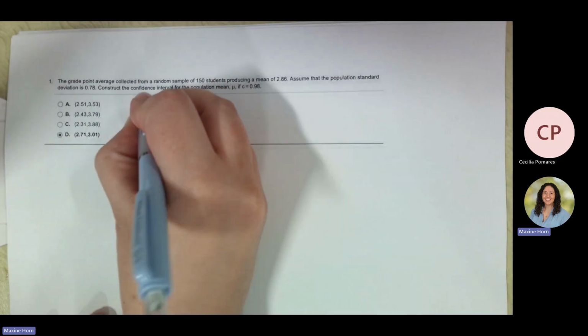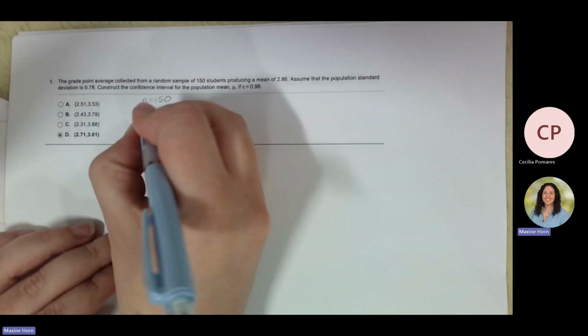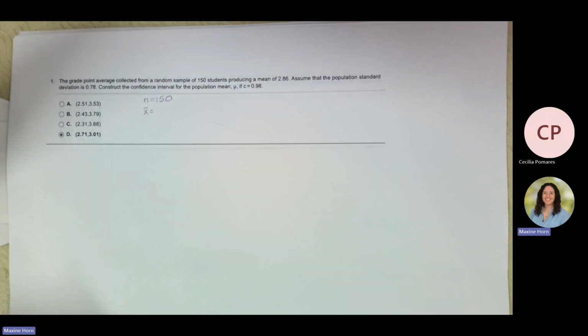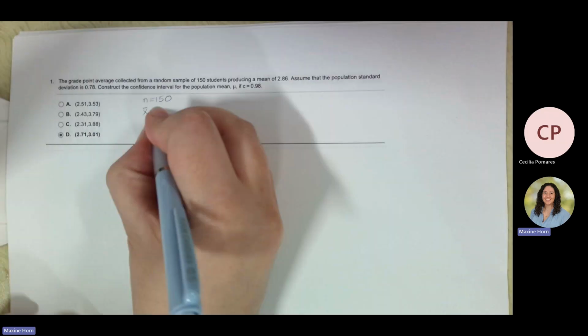So, all right, for this first one, remember, as you read through the questions, you want to start labeling things as they're given to you. So the grade point average collected from a random sample of 150 students. So right off the bat, I know N is 150. That's the number of students in the sample. That sample produced a mean of 2.86. So it was the sample that produced that mean. So that means it is a sample mean, or X bar, of 2.86.